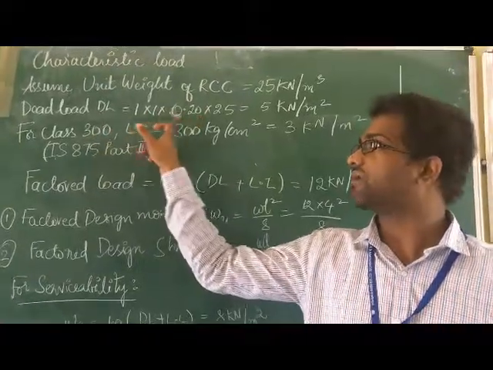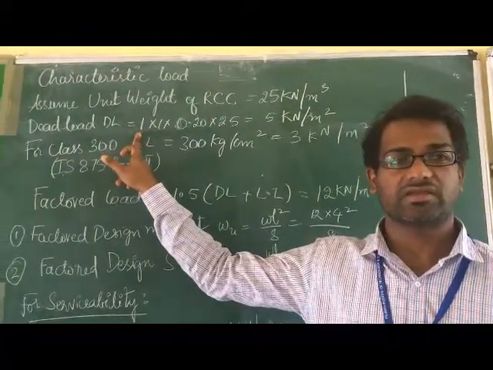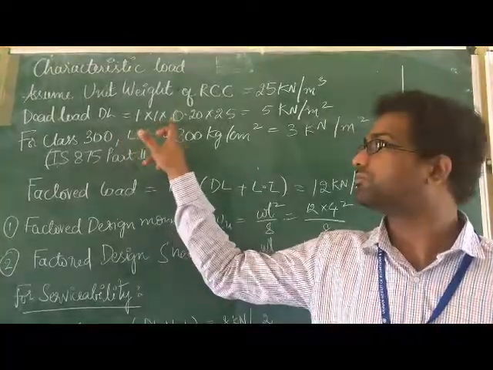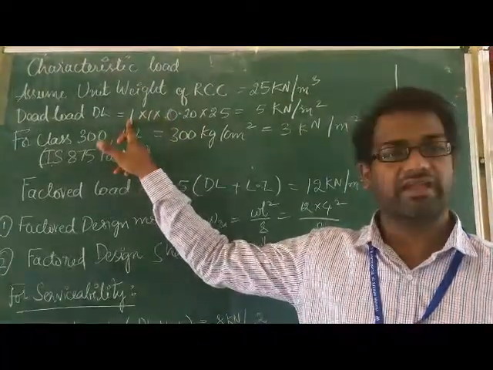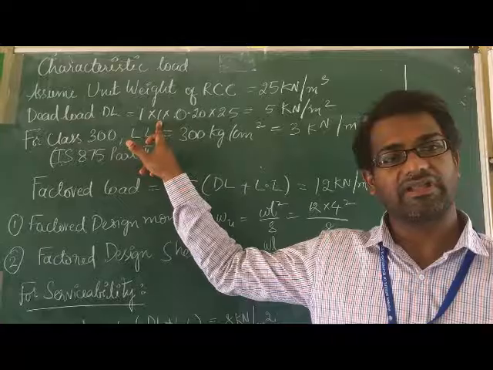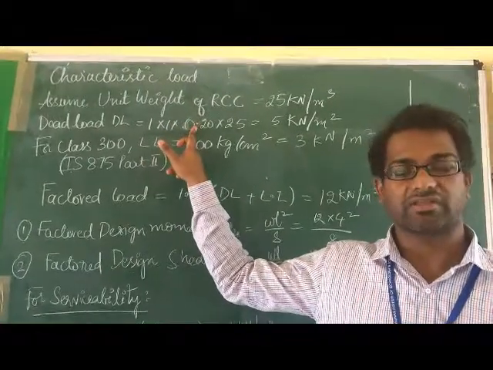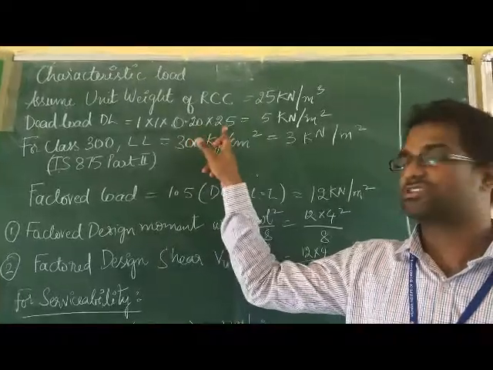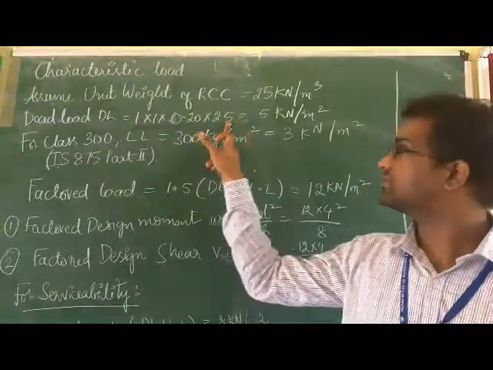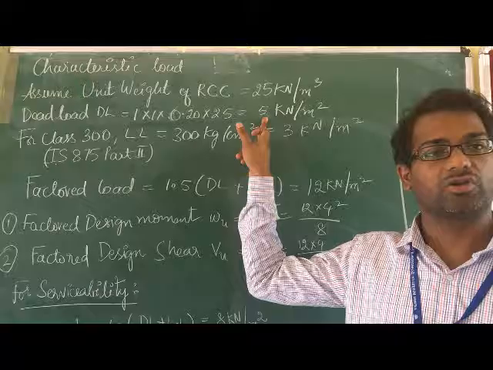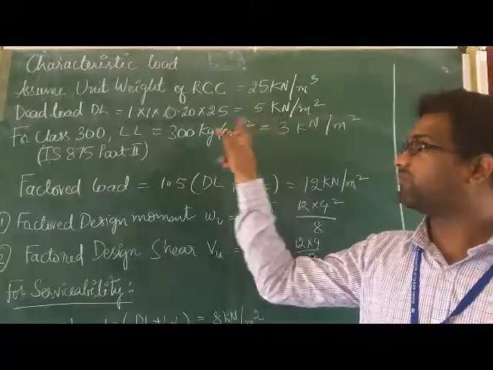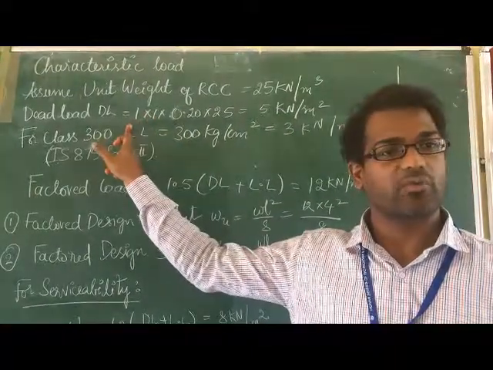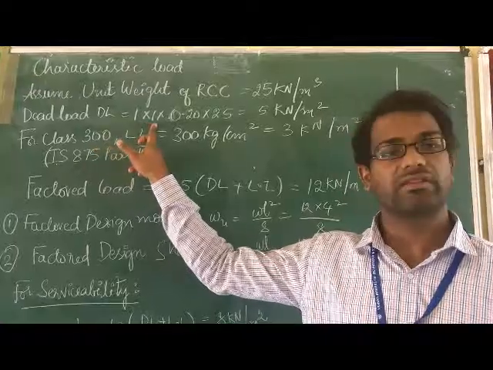The volume of slab is given by length multiplied by breadth multiplied by thickness. Length will be taken as 1 meter, breadth will be taken as 1 meter, and depth is given as 0.2. So if you multiply the volume with the specific weight of the material, you will get a load of 5 kN. It is for 1 square meter. Why? Because we have taken one meter length and one meter breadth.